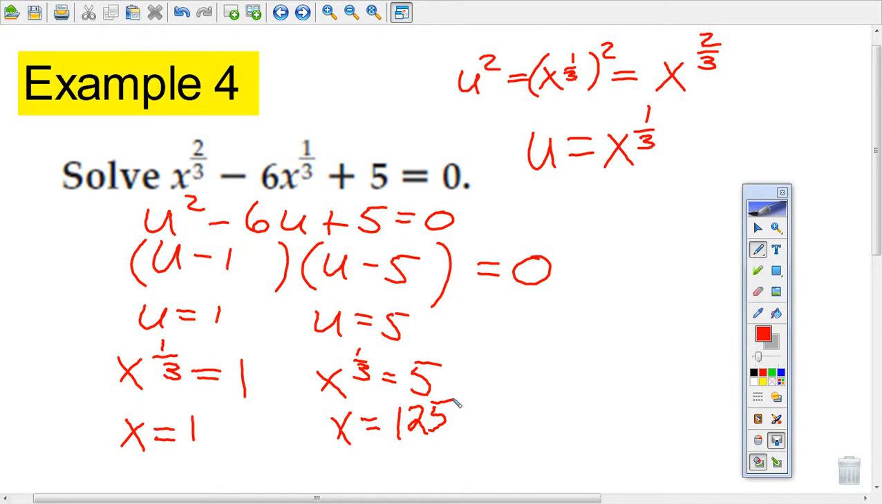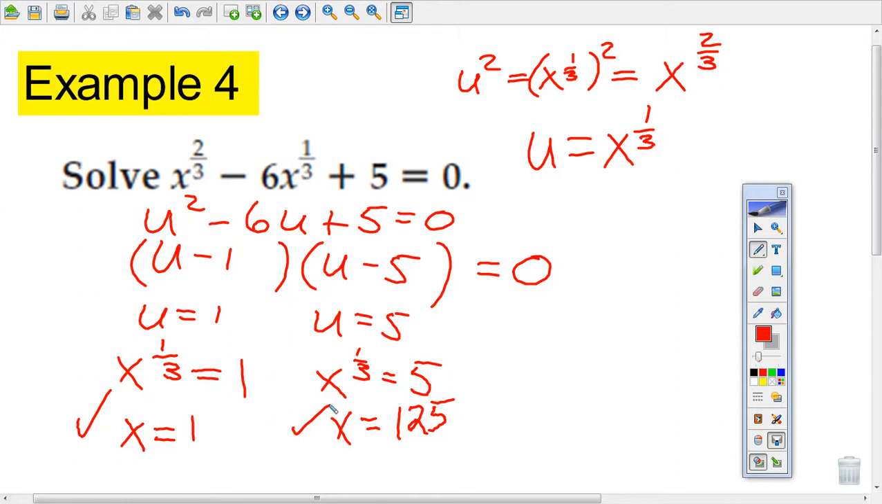And then I should probably check both of those answers, make sure that they work. If I substitute them both in here, 1 minus 6 plus 5. The 1 checks. 125 to the 2/3 is 25 minus 6. And then that one checks too. 125 to the 2/3 is just 25. You just take the cube root of it and you square it. 5 squared, 25. What's the cube root of 125? 5. 25 minus 30. 6 times 5 is 30. 25 minus 30 is negative 5 plus 5. It works.